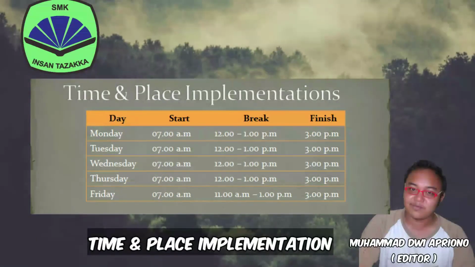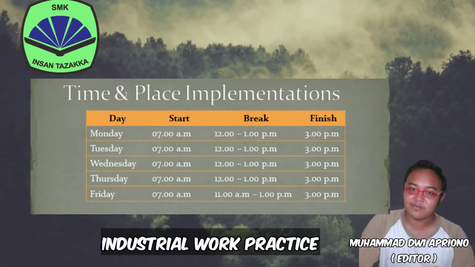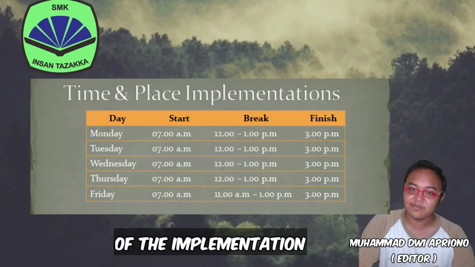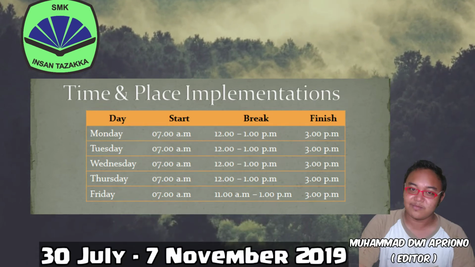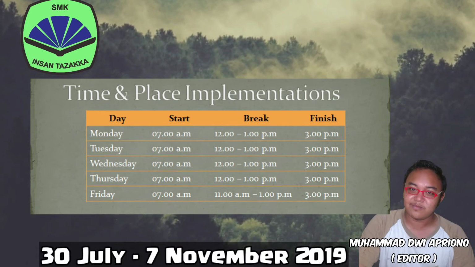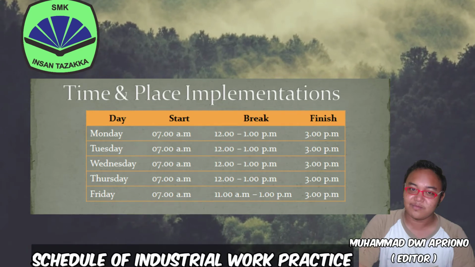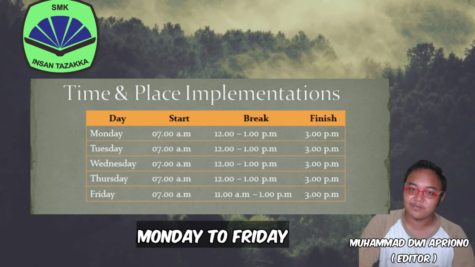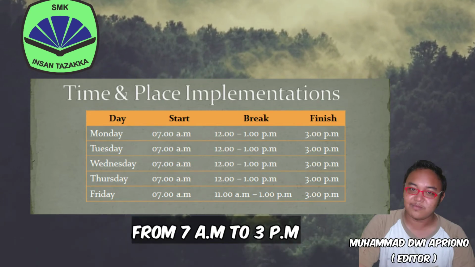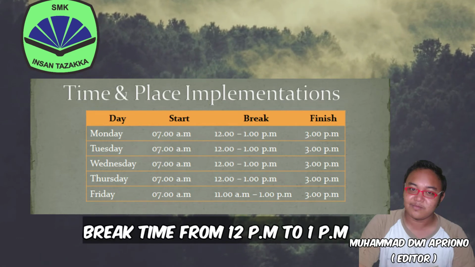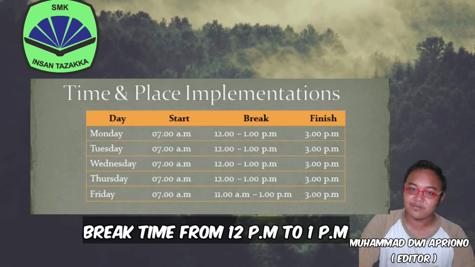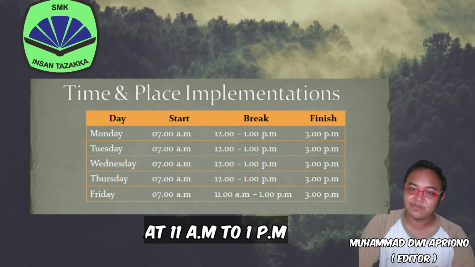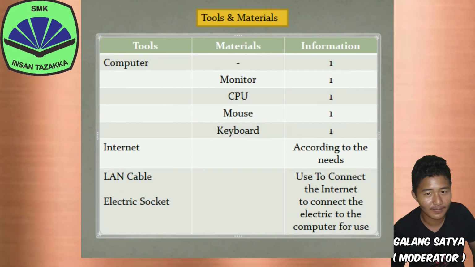Time and place of implementation: the Industrial Work Practice at Santa Zaka Vocational School is held from 30 July to 7 November 2019. The schedule of Industrial Work Practice training activities runs from Monday to Friday. Implementation time starts from 7 a.m. to 3 p.m. Break time is from 12 p.m. to 1 p.m., except Friday, when the break starts early at 11 a.m. to 1 p.m.